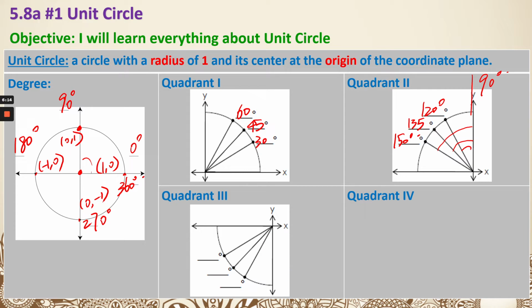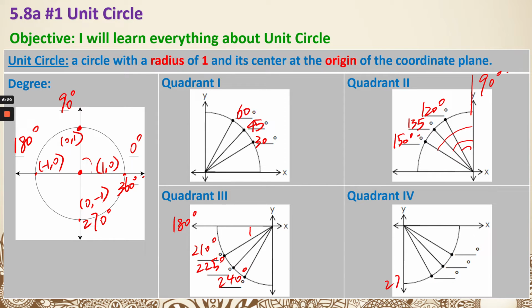Next, quadrant 3. This time, this is 180, so we're adding 30 onto 180. It's going to be 210. Adding 45 is 225. And adding 60 would be 240. Then, of course, quadrant 4, this is 270. Adding 30, that's 300. Adding 45, that is 315. And lastly, that is going to be 330 since we're adding 60 degrees. So these are the angles in all quadrants.